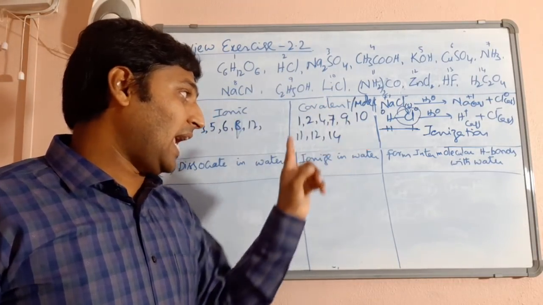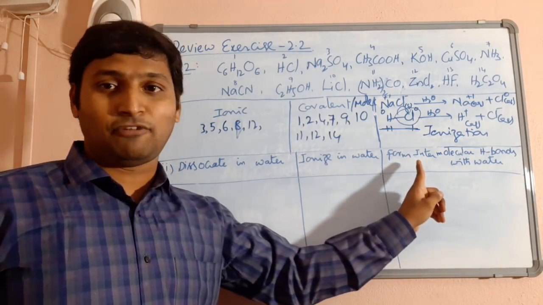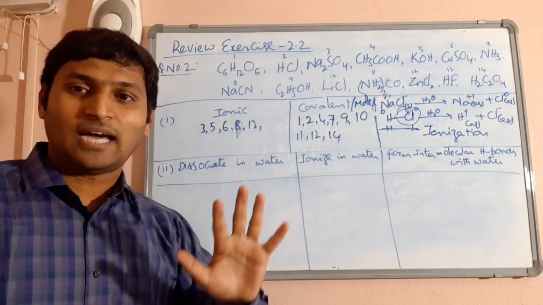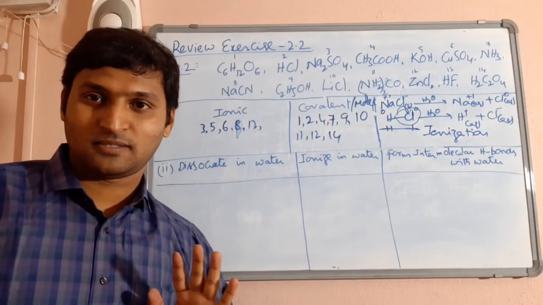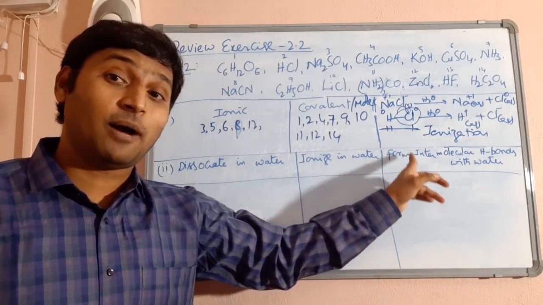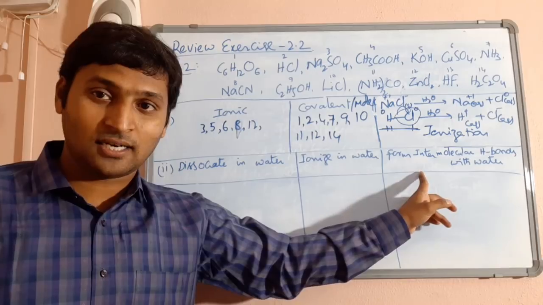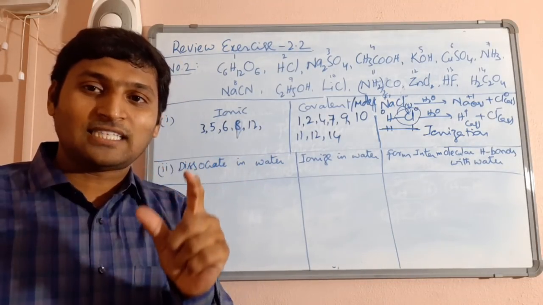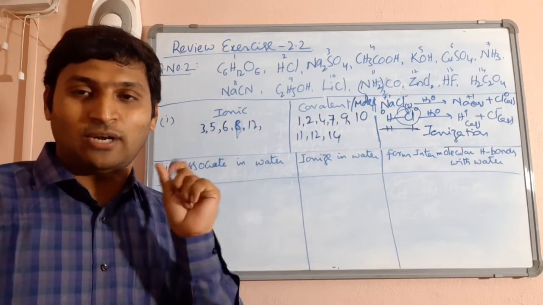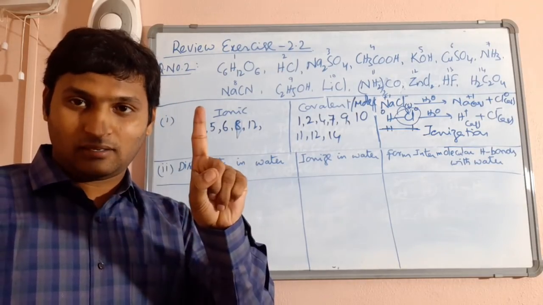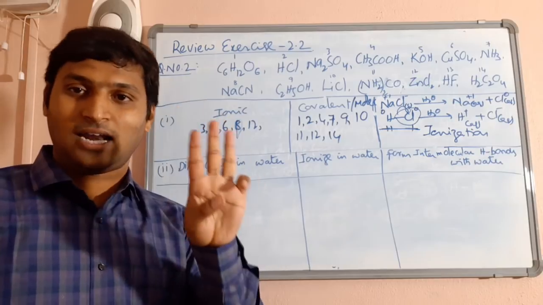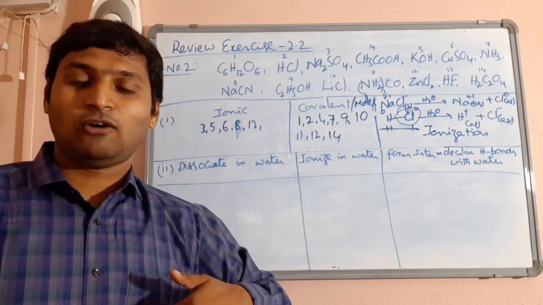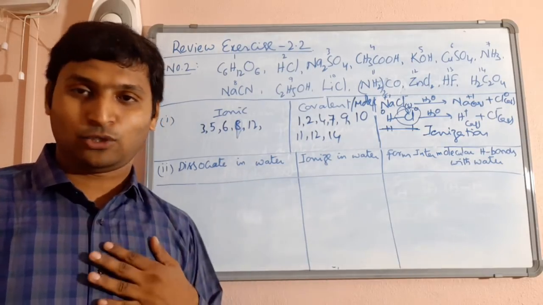Covalent compounds may either ionize in water or they may form intermolecular hydrogen bonds. When do they ionize in water? When they are simply polar covalent substances. Whereas when do they form intermolecular hydrogen bonds with water? When in their composition, hydrogen is attached to one of the most electronegative atoms like fluorine, oxygen or nitrogen. These are the three most electronegative atoms which force hydrogen to enter into hydrogen bonding.